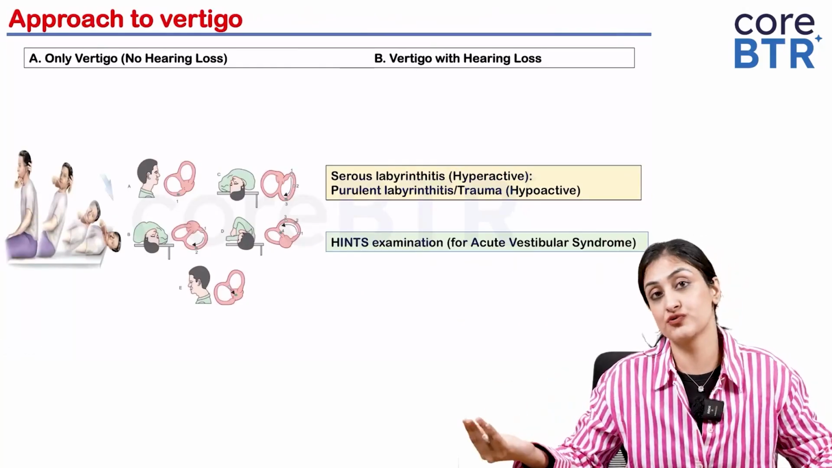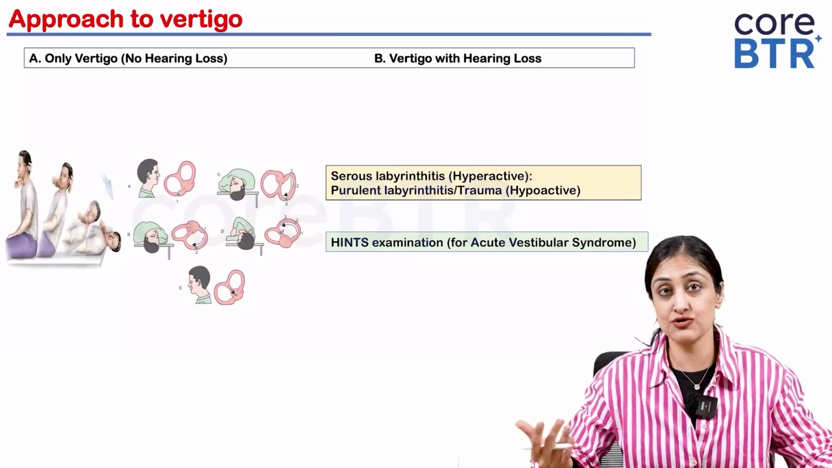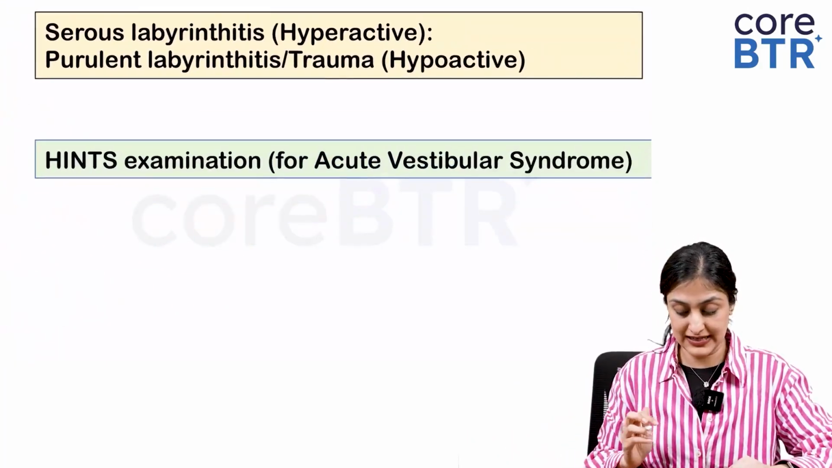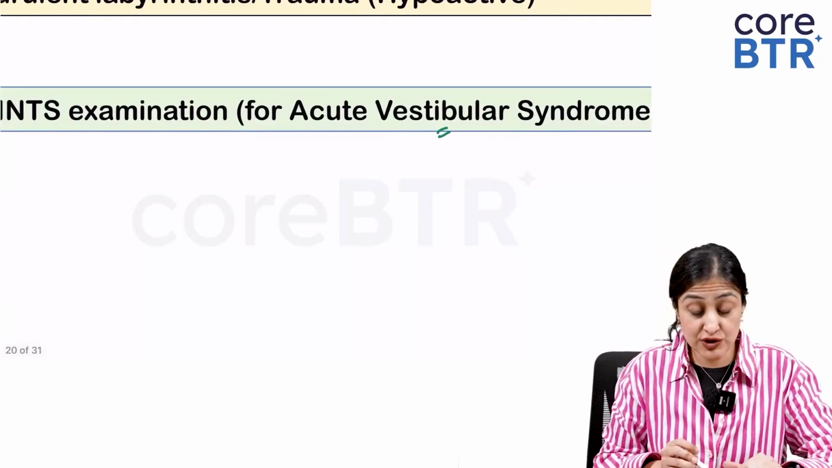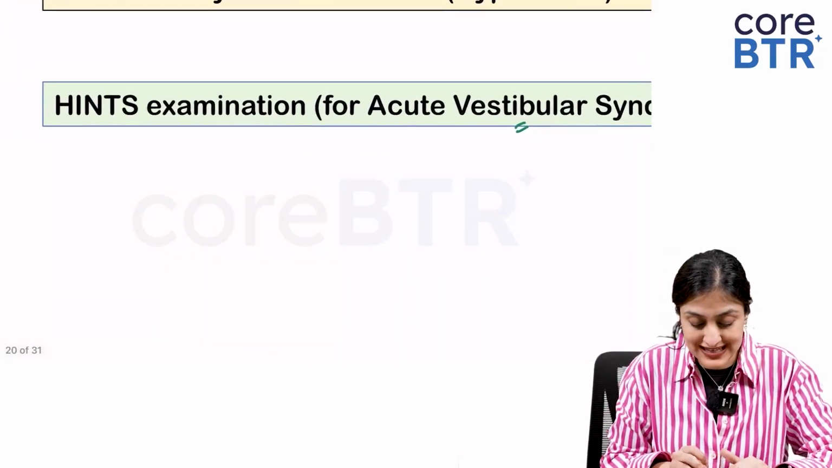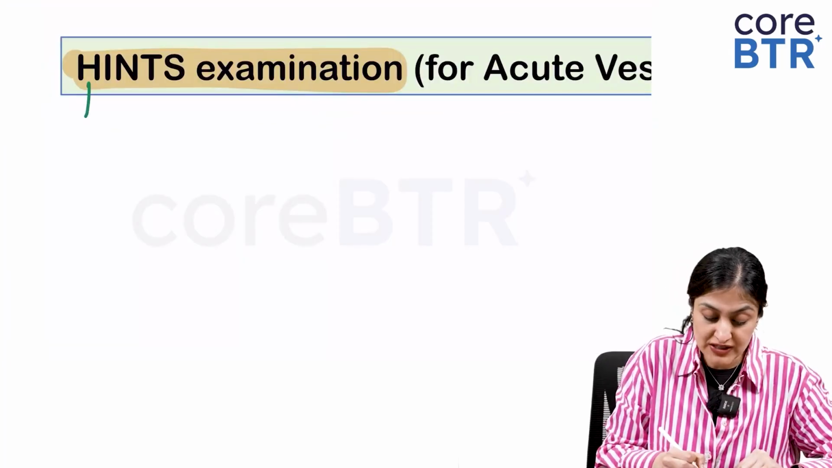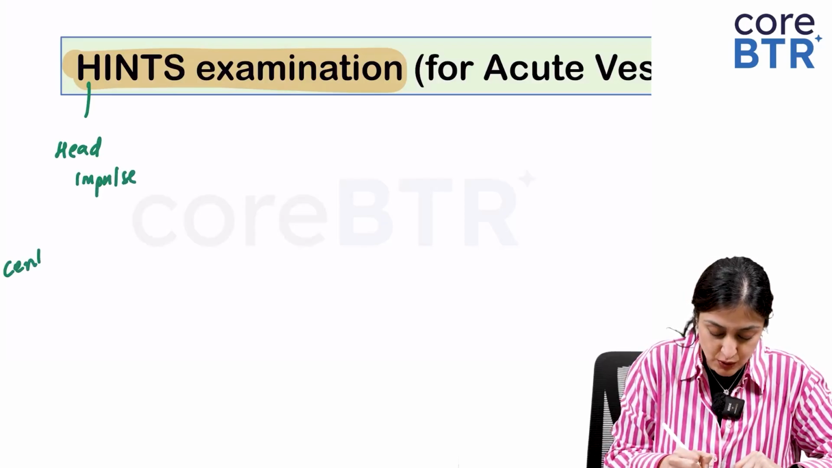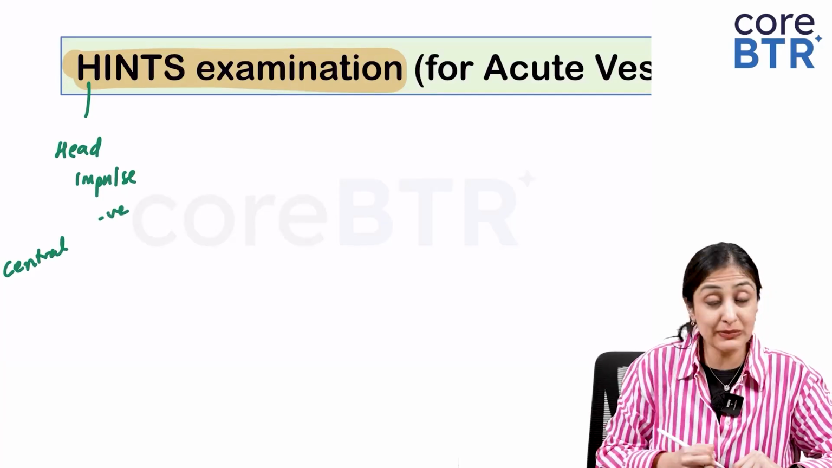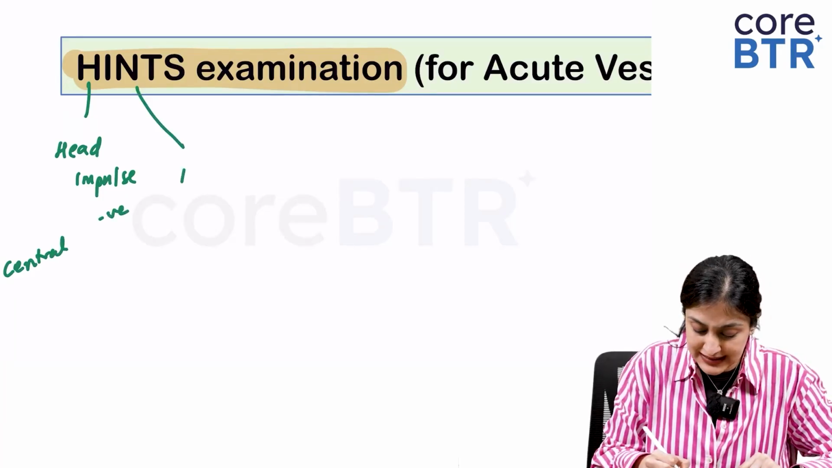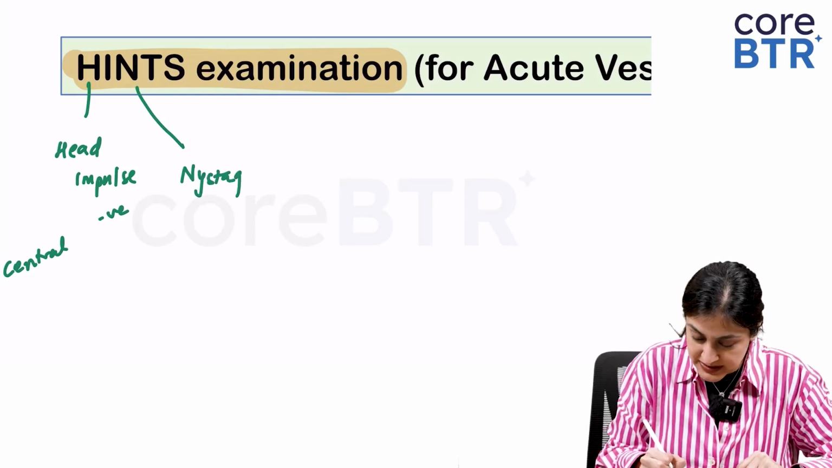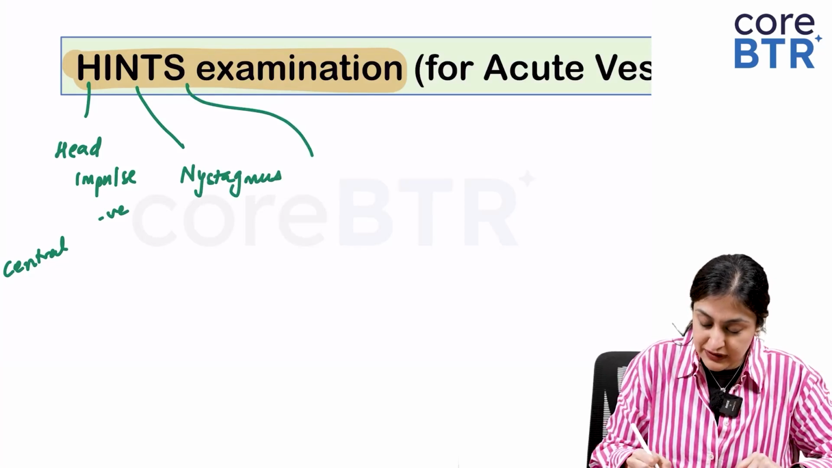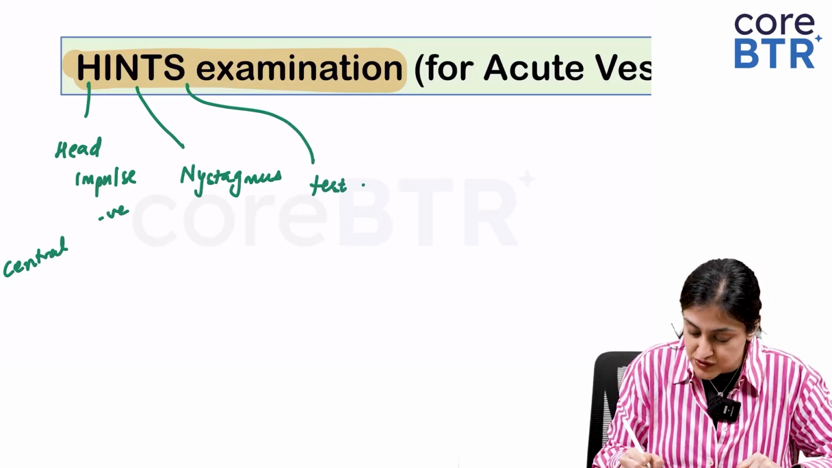Now let's do something super important. How do you approach vertigo? So we've figured out whether it's central or it's peripheral. Just on those lines, if somebody has acute vestibular syndrome, there is something called the HINTS exam. So what is HINTS exam? So this is where one is head impulse test. So if the cause is a central cause, right, the head impulse test will be negative. We just saw that. Then there will be nystagmus, and we will have test of skew.